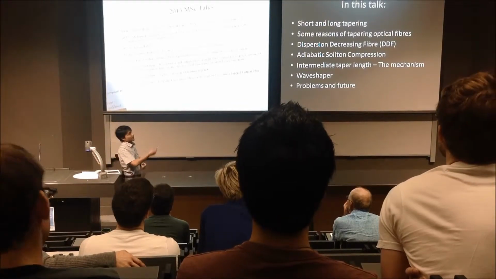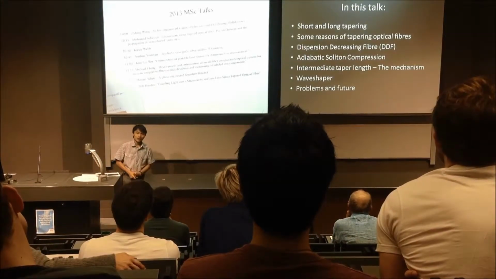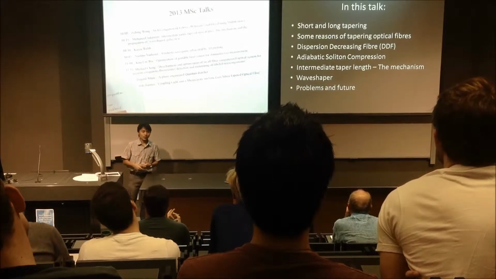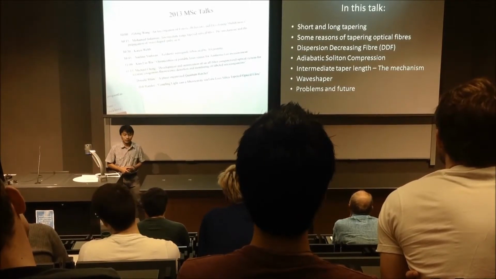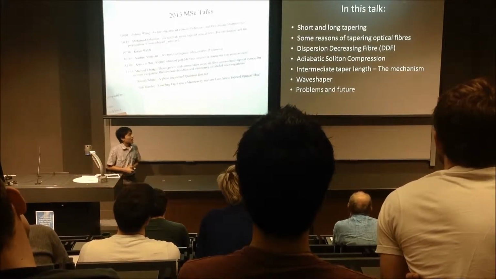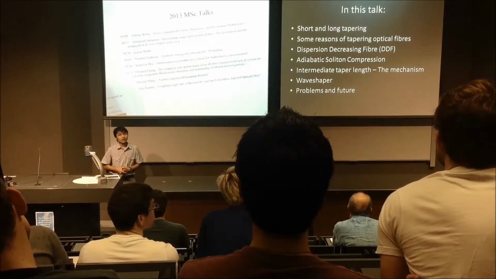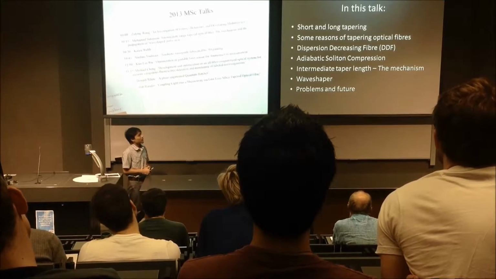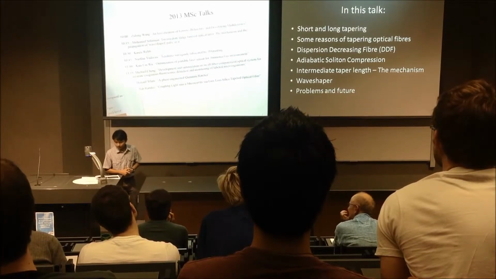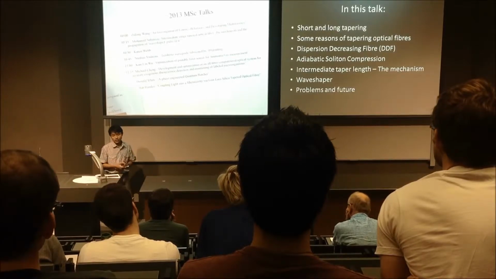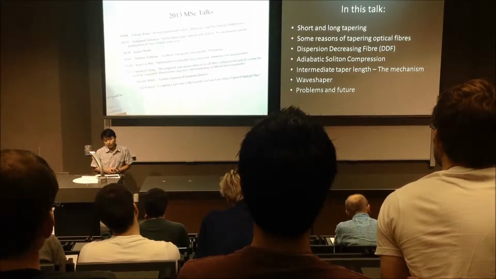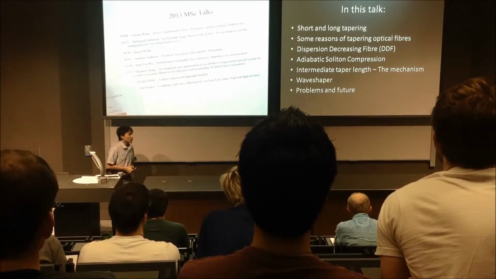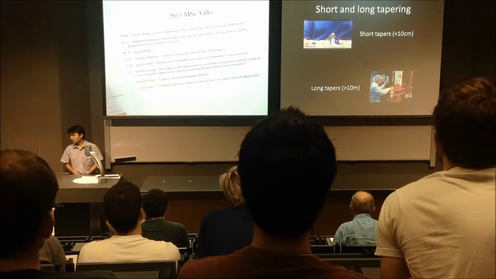These are the 7 main points of this talk, which I will briefly talk about what kind of taper we have for now, and also very briefly why we do tapering, and then I will describe dispersion decreasing fiber, or DDF, and then adiabatic soliton compression, and we will go about the mechanism or what we have done so far with this type of tapering, and then very briefly about wave shaper and also problems and future.